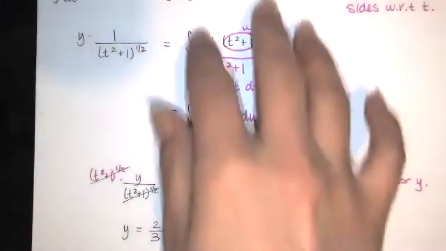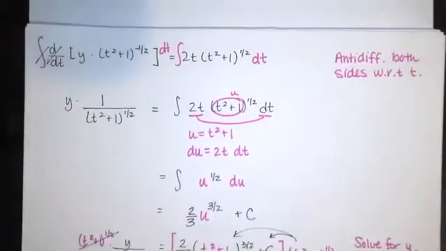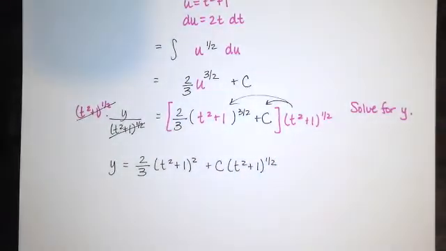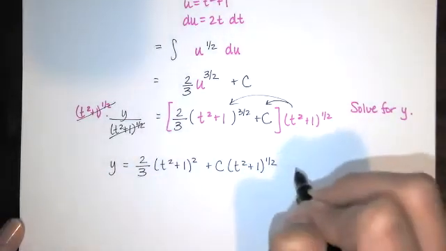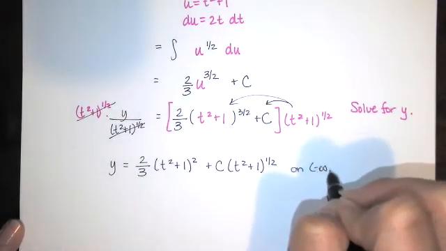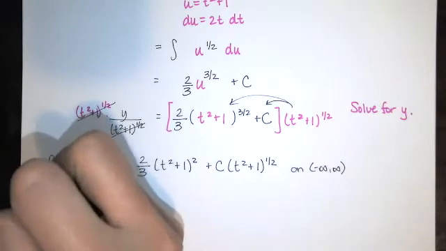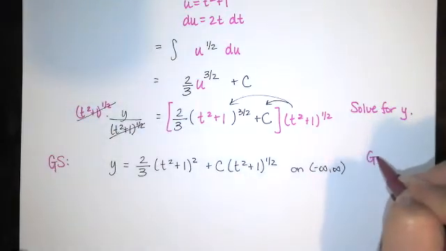So as I look through the method, I don't see any problems with dividing by 0 at all. So I think this should work all the time. So this is our general solution on the interval from negative infinity to infinity. So I will label that GS for general solution.